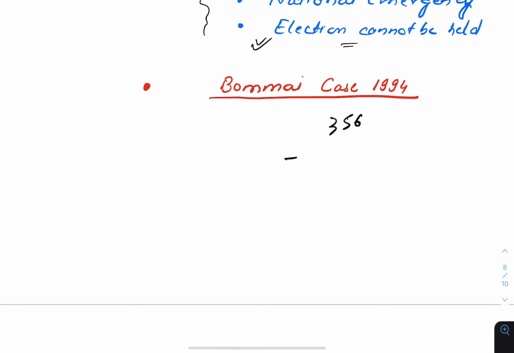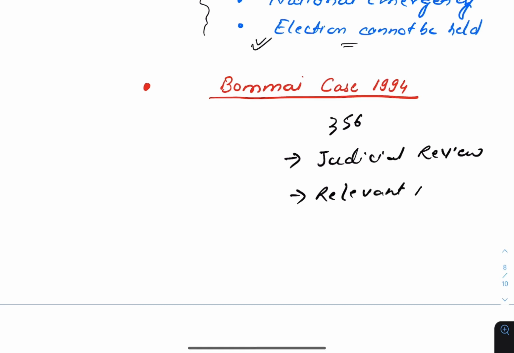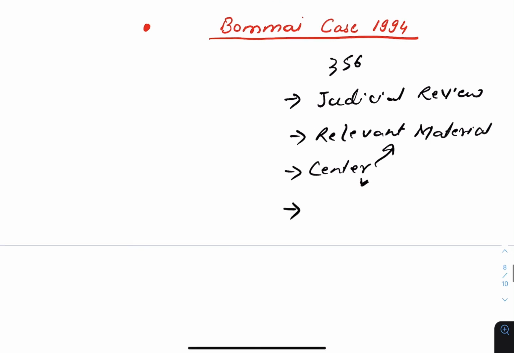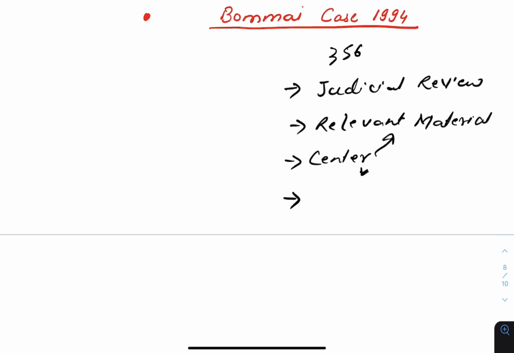First, that the President's rule is subject to judicial review. Second, there should be relevant material available that a constitutional machinery has broken down in that state, and the center has the responsibility to provide this relevant material. Burden lies on the center to prove. Fourth, the court cannot go into the correctness of the material or its adequacy, but it can see whether it is relevant to the action.